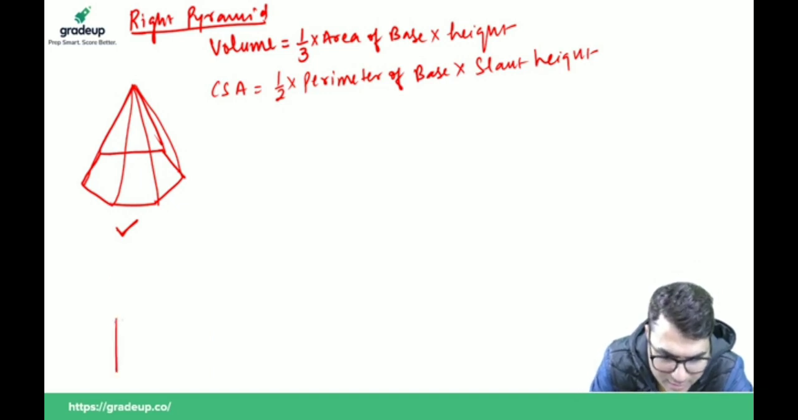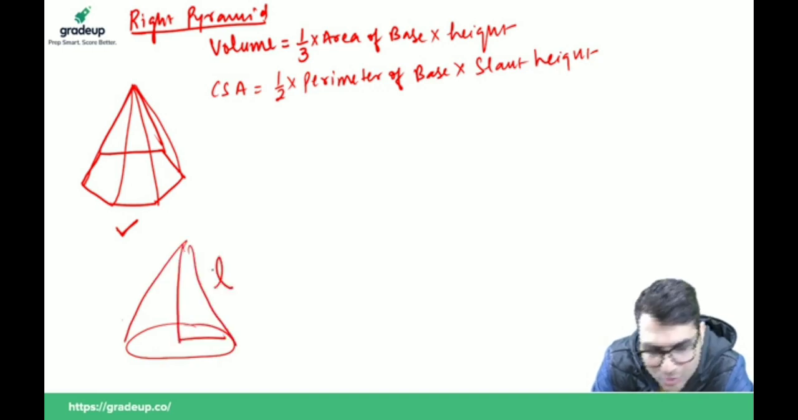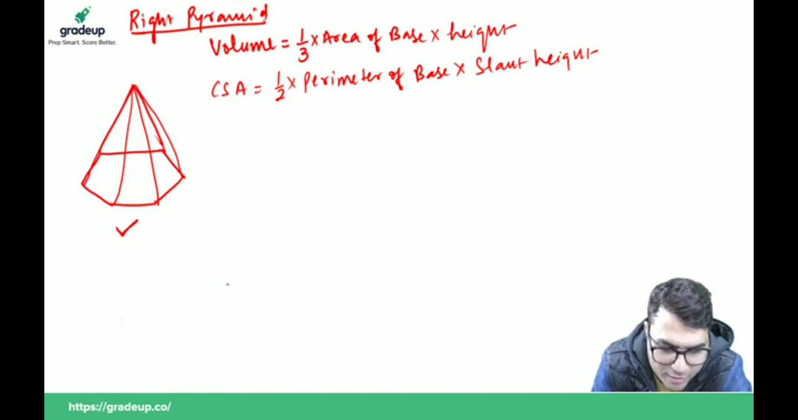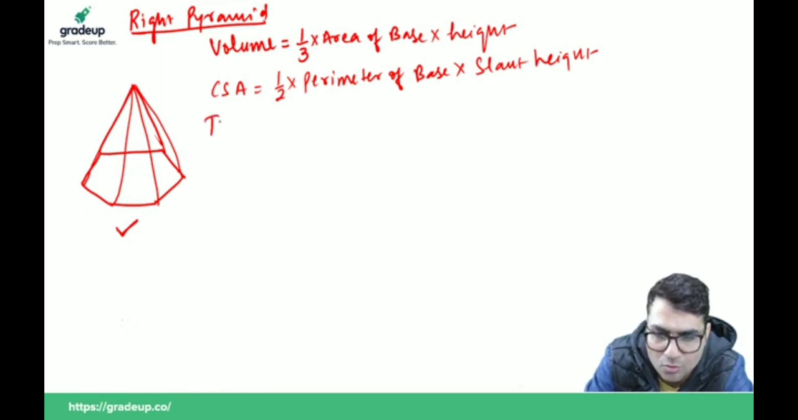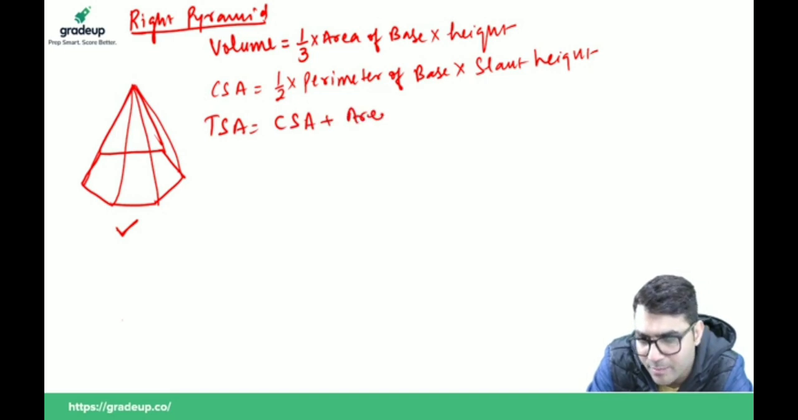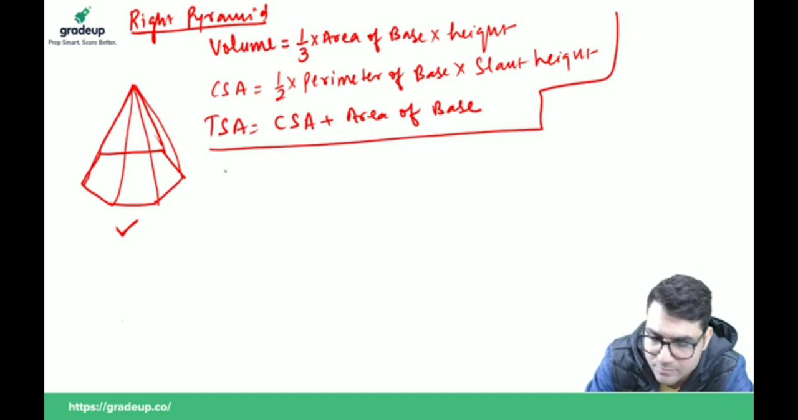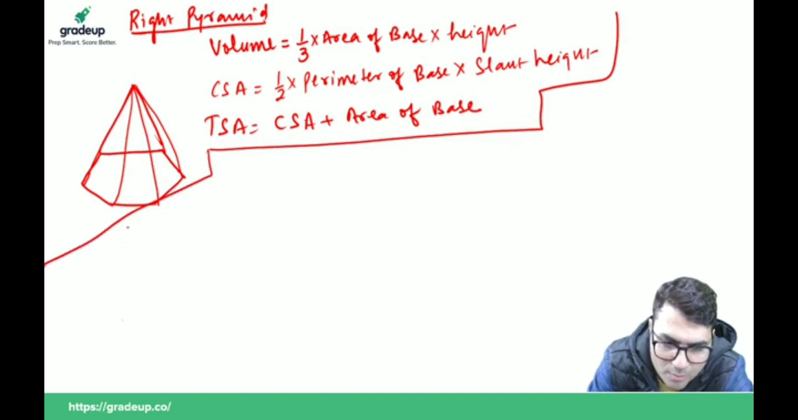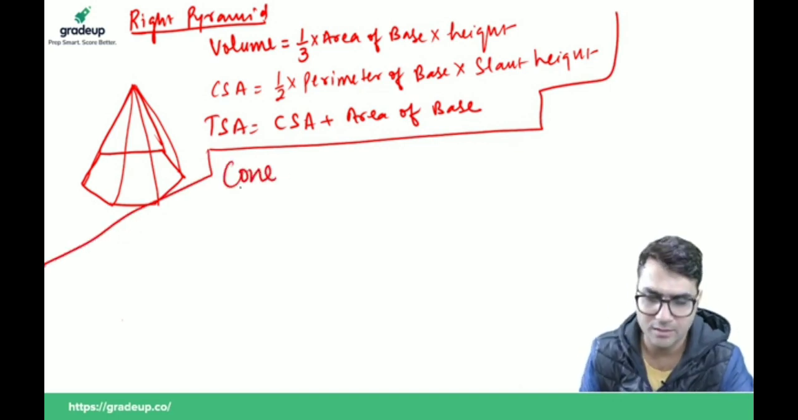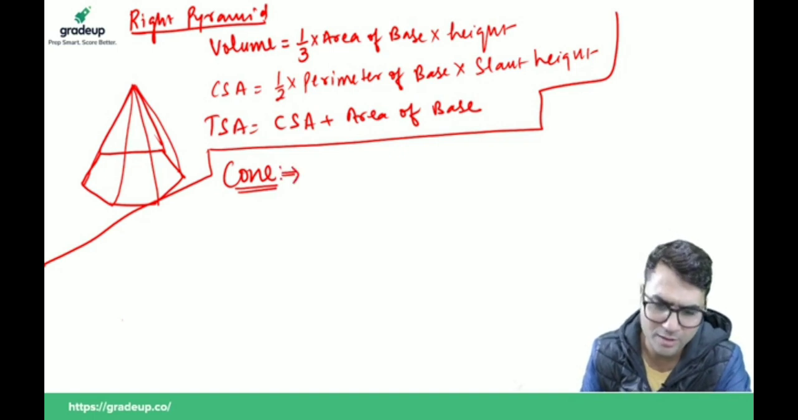Let's say this is the cone. This is the slant height. So then I will tell you about the slant height figure wise. Okay. Now total surface area is what? Curved surface area plus area of base. Now I'll talk about the formula of the cone. As I already told you about the formula of cone, but I will discuss it again today.